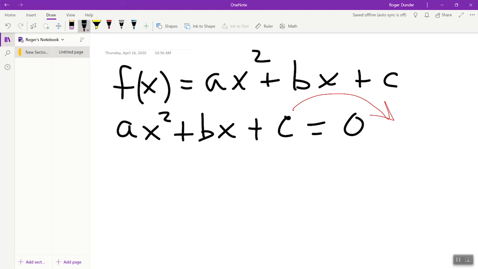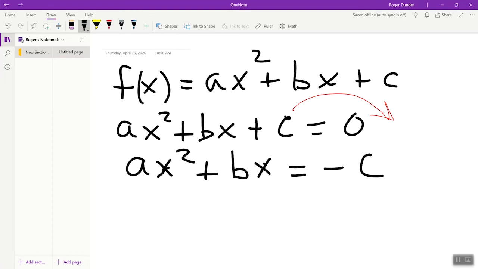So let's write it out and see what we get. ax squared plus bx is equal to minus c, because we have to subtract c from both sides. So 0 subtract c is minus c. So here we are, ready for step number 2.